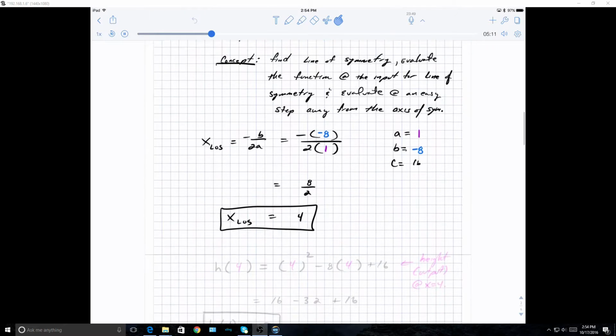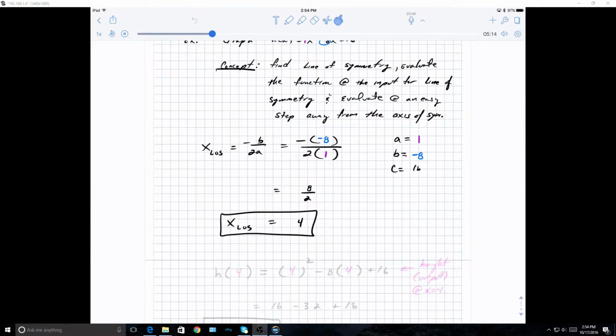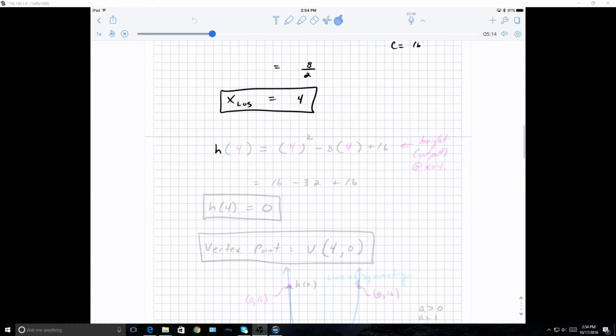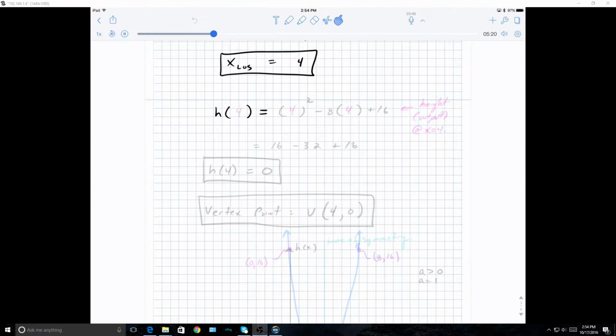Now what we're going to do is, just like we said, evaluate at that particular value. So we're going to take h and evaluate it at 4. The original equation was x squared minus 8 times something plus 16, and now we're going to input the value 4. What this is telling us is the height, or the output, at x equals 4, right?